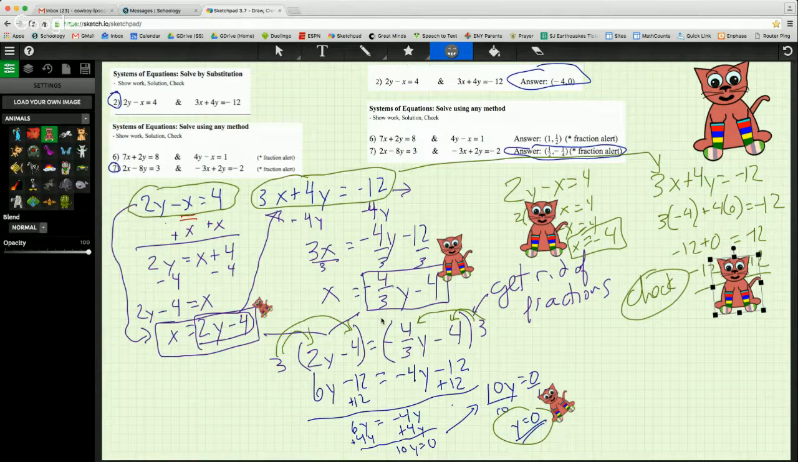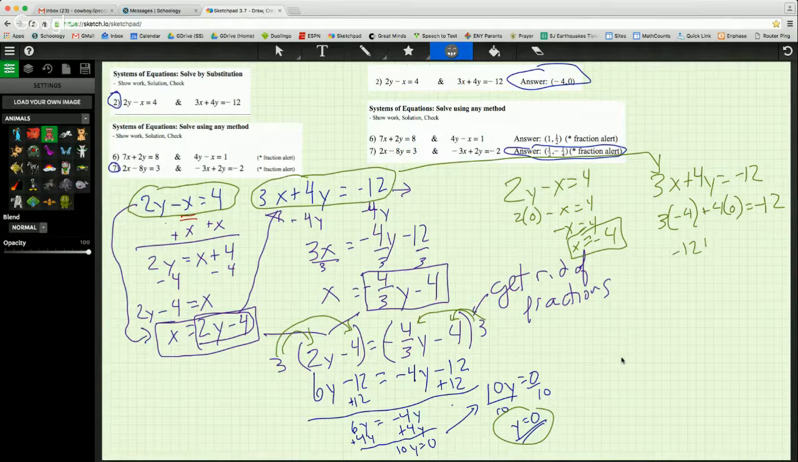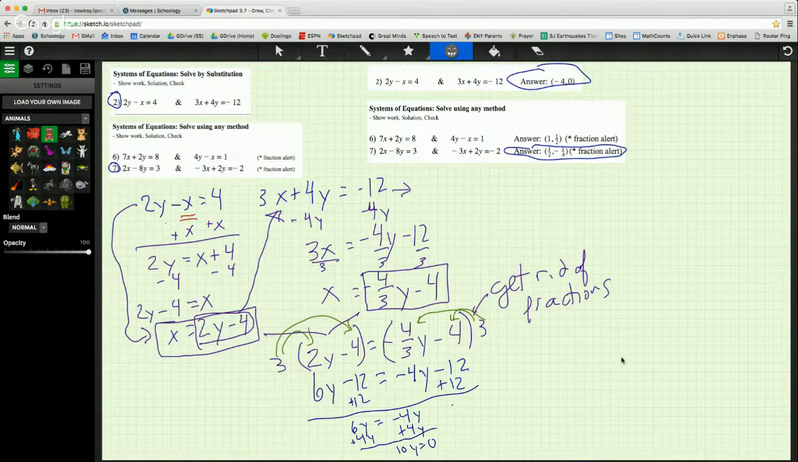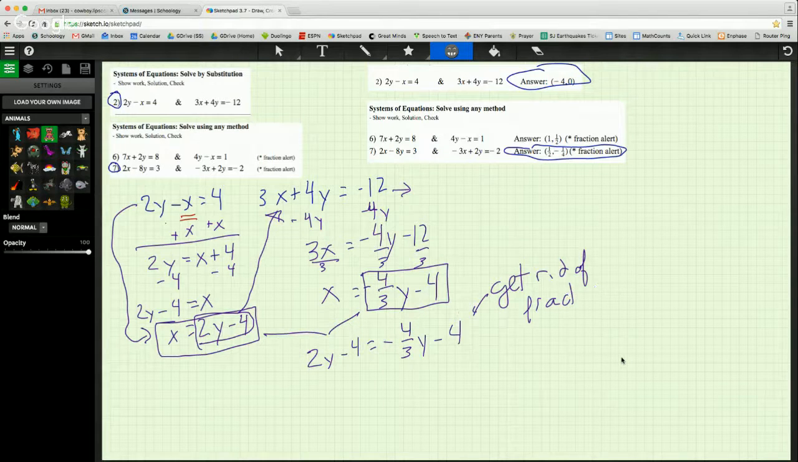Okay, now what we're gonna do is watch us just undo all this work. Bam, we're gonna undo everything with the Command Z tool, and then we're going to be looking here at number 7. Number 7 is a fraction alert, and so you know that the answer is going to be a fraction.